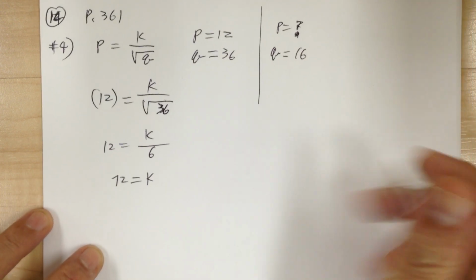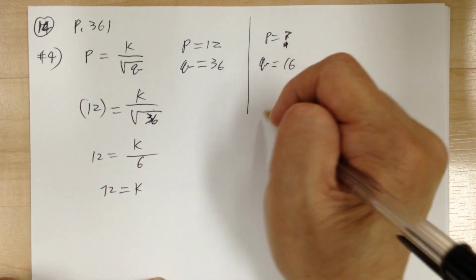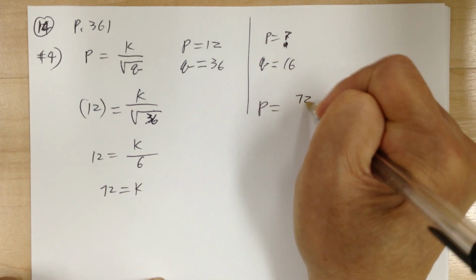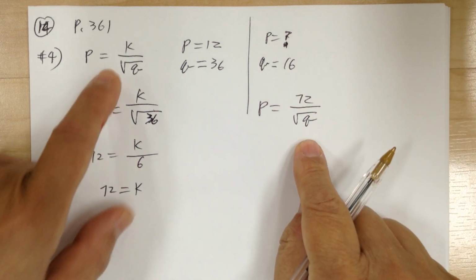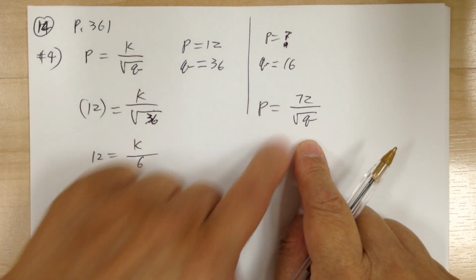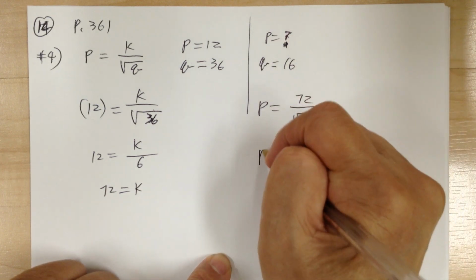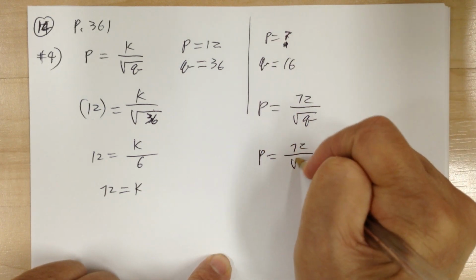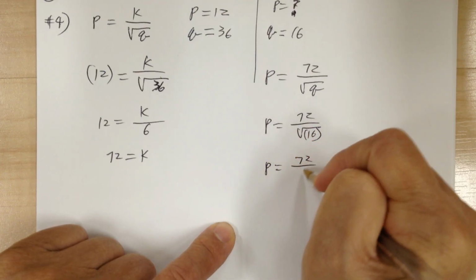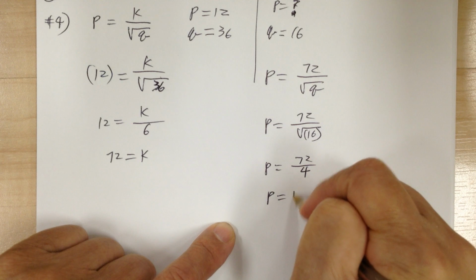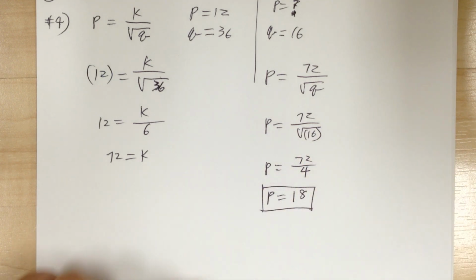Okay, so once you find K, you have to update your equation. So you've got P equals 72 over the square root of Q. As soon as you find K, update your equation. Now you can use the updated equation to solve. So P equals 72 over the square root of 16, so P equals 72 over 4, so P equals 18.